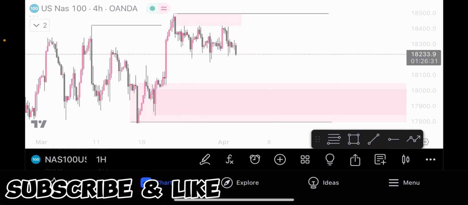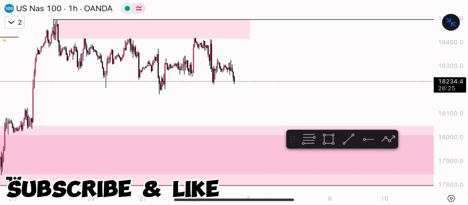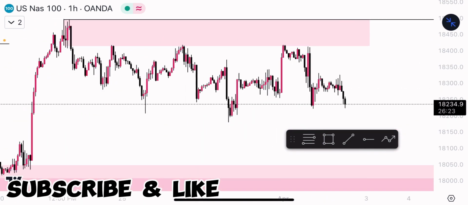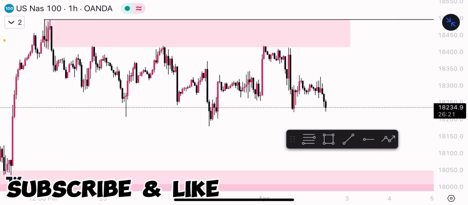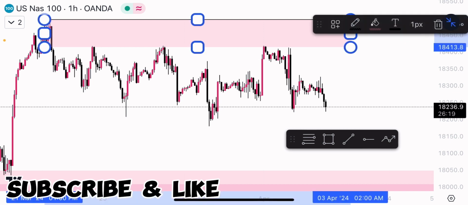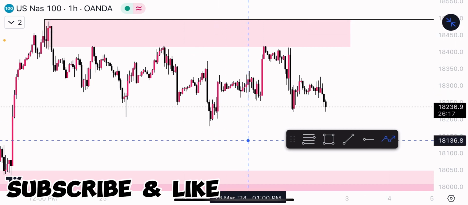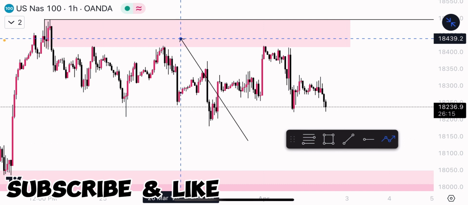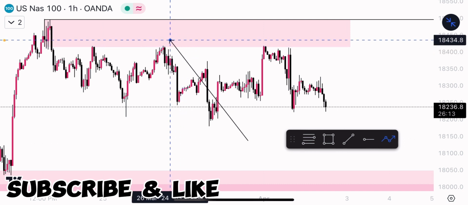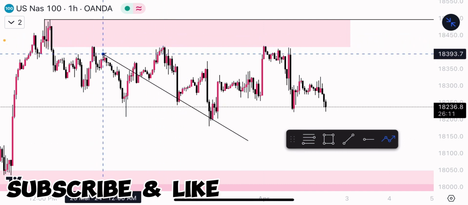So let's go to the 1-hour time frame. On the 1-hour time frame, we can all see that this is our 4-hour order block. This is our 4-hour order block right here, and as you can see, the market has respected it very, very well.